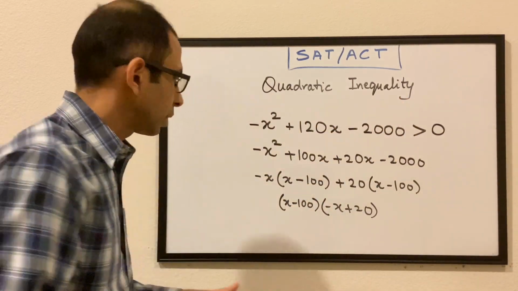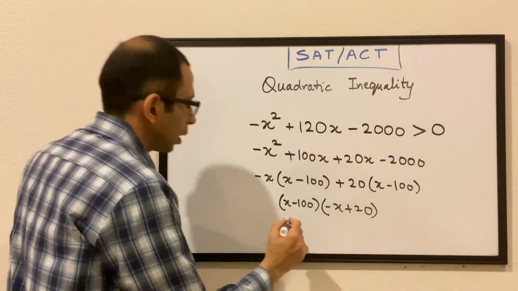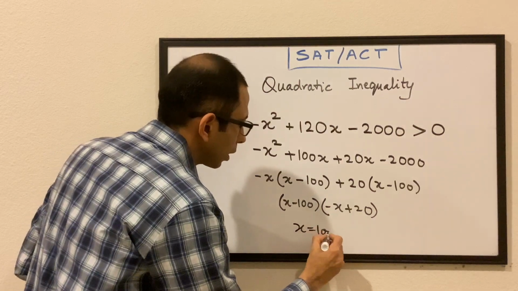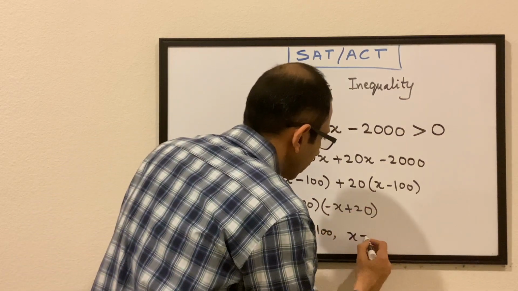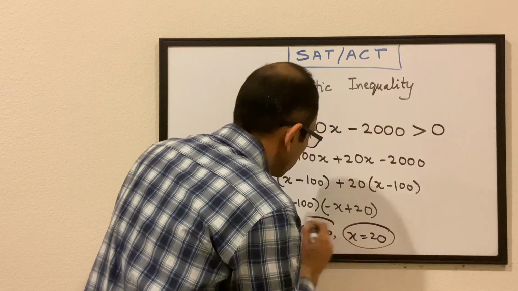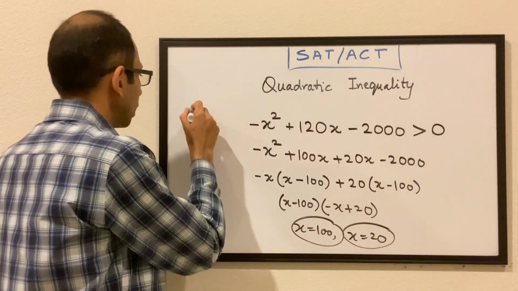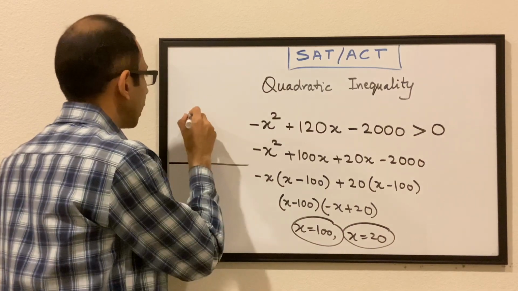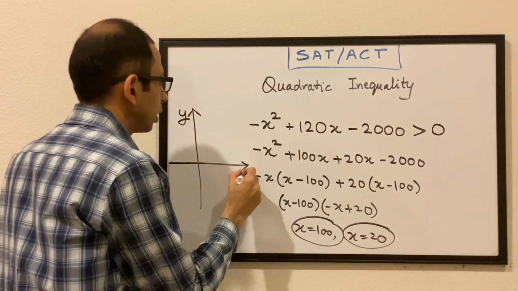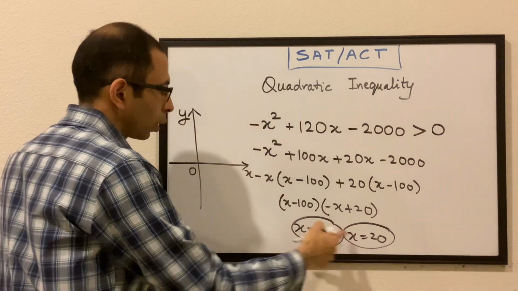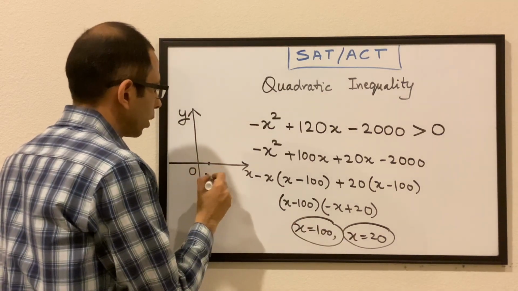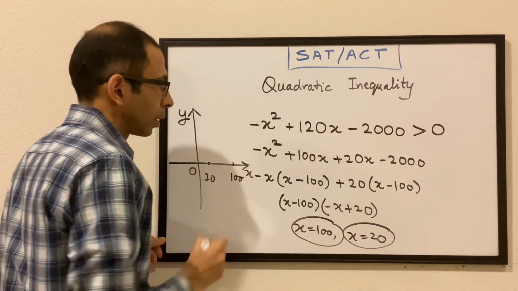So what are the two x-intercepts? The two x-intercepts would be x equal to 100 and x equal to 20, correct? So these are the two x-intercepts or the roots of this quadratic function. Let's try to visualize it quickly and see how it will look like. So 20 and 100, let's say 20 is here and 100 is here, correct?